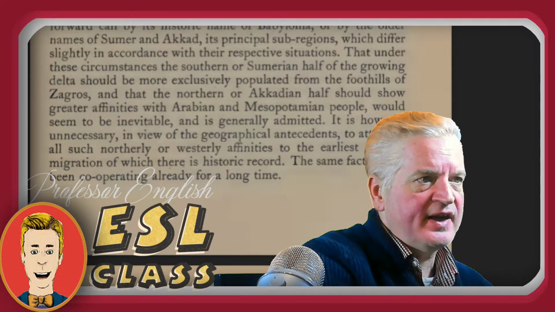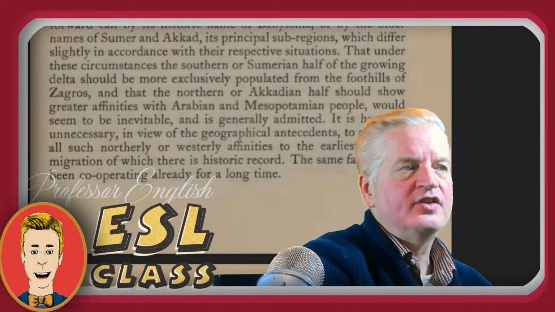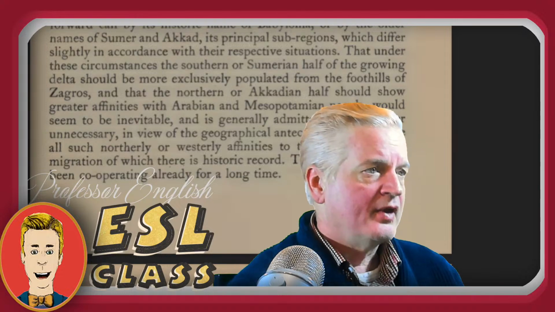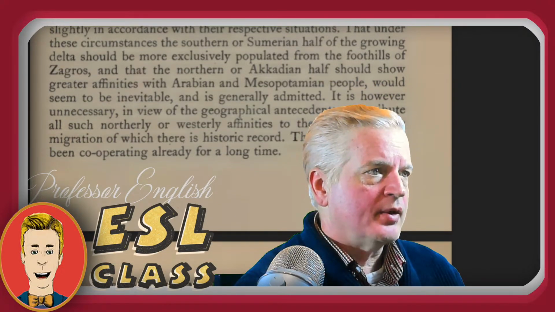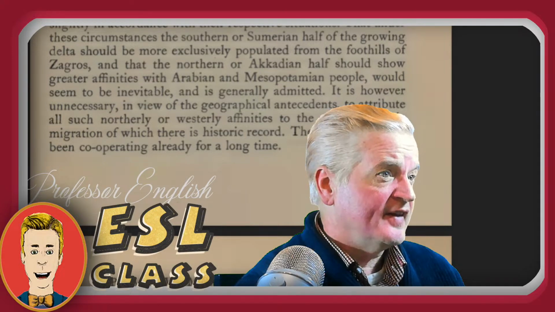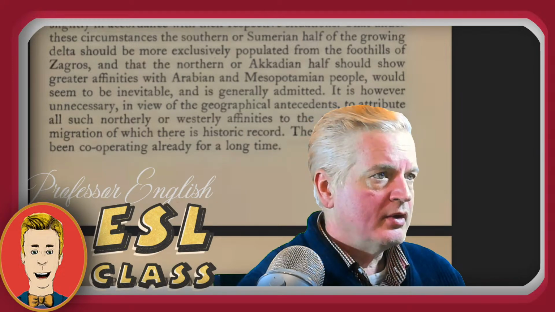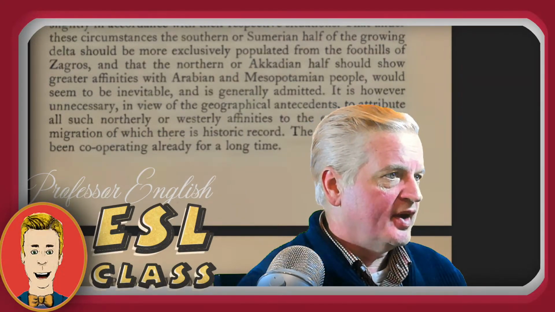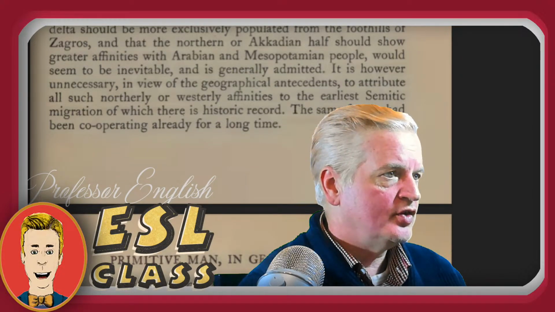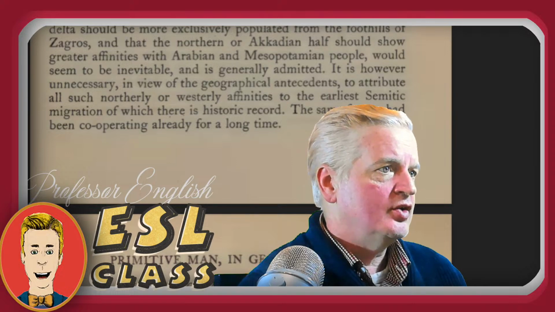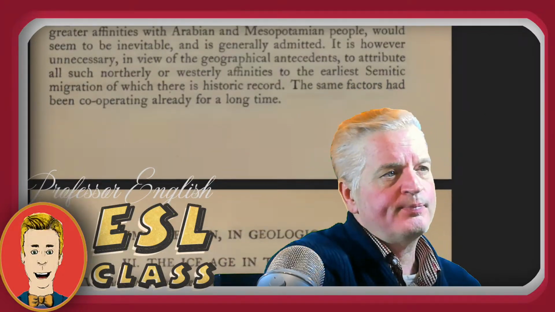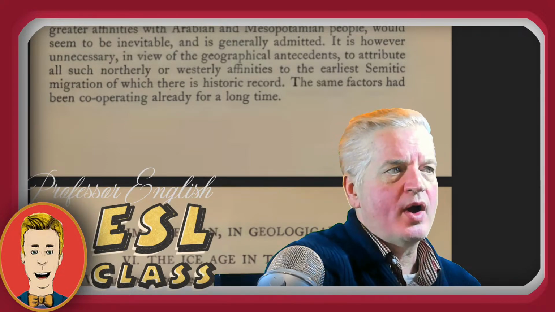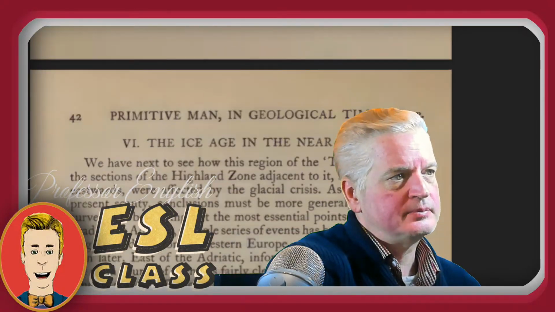The northern or Akkadian half should show greater affinities. So they're saying they should look very similar. And Mesopotamian people would seem to be inevitable and is generally admitted. So they're saying they do look kind of similar. It is, however, unnecessary, in view of geographical antecedents, to attribute all such northerly or westerly affinities to the earliest Semitic migration, of which there is historic record. The same factors had been cooperating already for a long time.